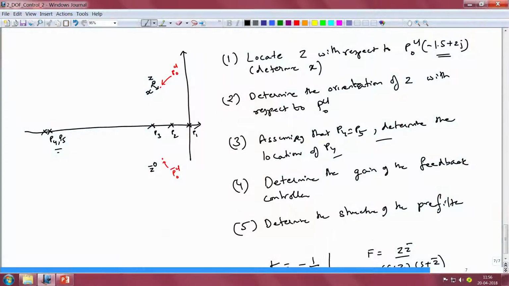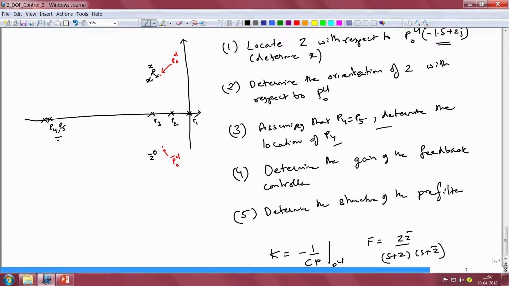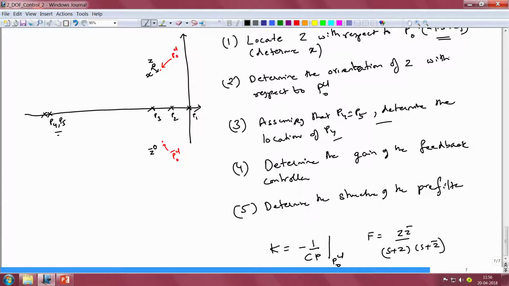After determining the position of these far away poles of the controller, the next step is to complete the feedback controller design, and that is by determining the gain of the feedback controller. If you know the structure of the controller, the gain can be determined in a very straightforward manner by using the equation given at the bottom here. K is equal to minus 1 by CP, where the transfer functions C and P are both evaluated at the point PCL0, the nominal position of the closed loop pole.